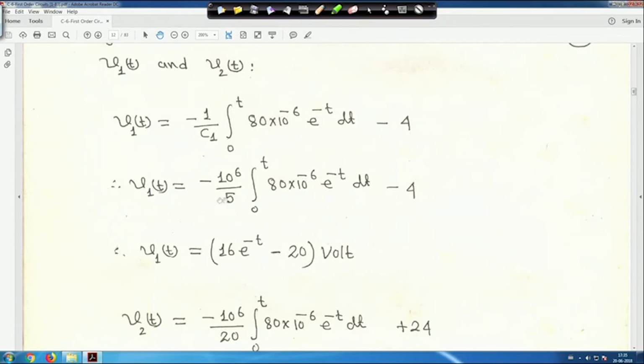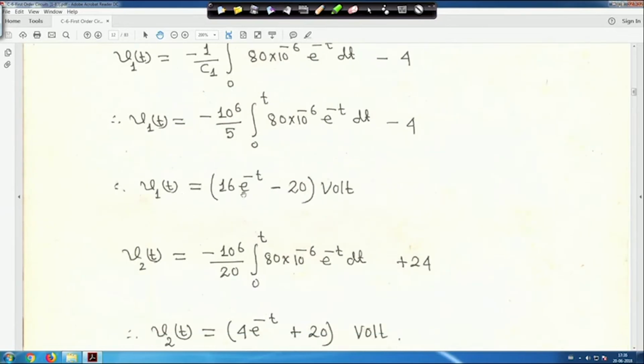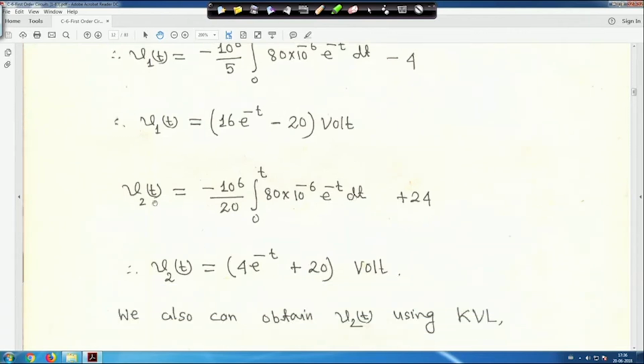Then similarly, after simplifying this, V1(t) is equal to 16 e to the power minus t minus 20 volt. Similarly, V2(t) is equal to, same thing, i(t) is there and the capacitor values are given, but here we are putting the initial value V2(0) as 24 volt, here it is plus sign, not minus sign. Look at the polarity and think why we have made it like this. So V2(t) is equal to 4 e to the power minus t plus 20 volt.